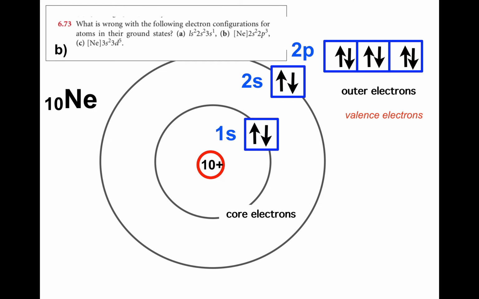A neon core is the 1s filled and the 2s and 2p filled, right? So this would be a neon configuration. So you don't have that with this electron configuration. The mistake here must be that you're talking about a helium core. So the 1s electrons would represent the inner electrons, and the electrons in the second energy level would represent the valence electrons.